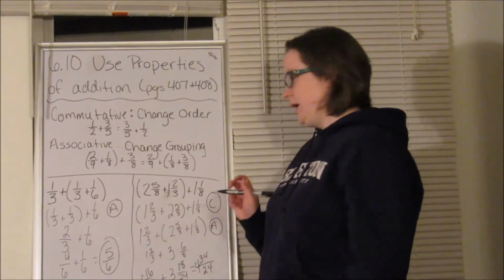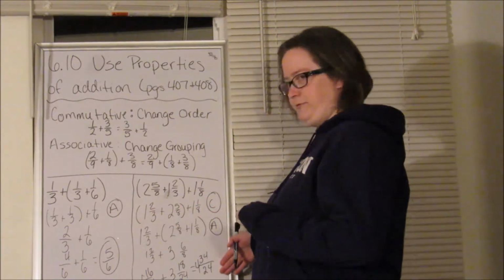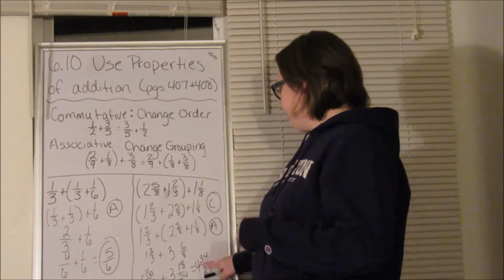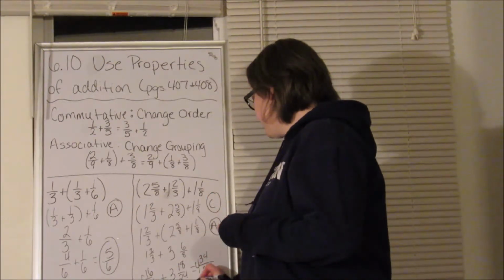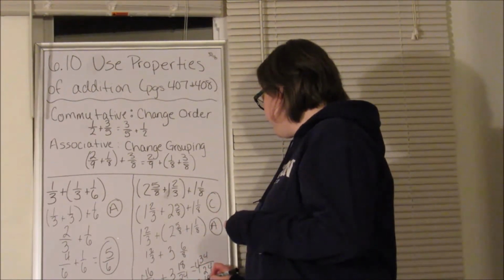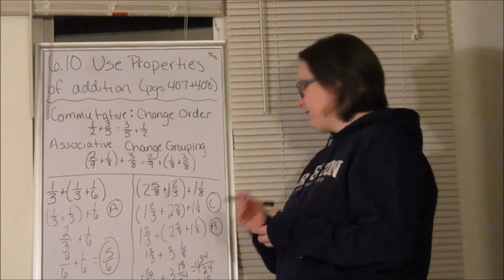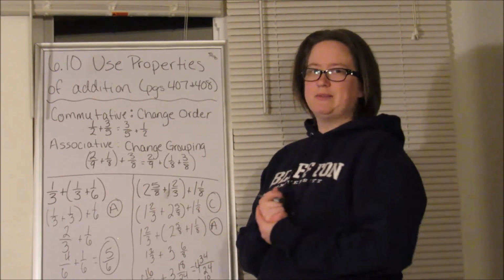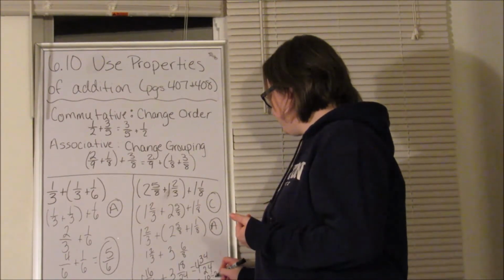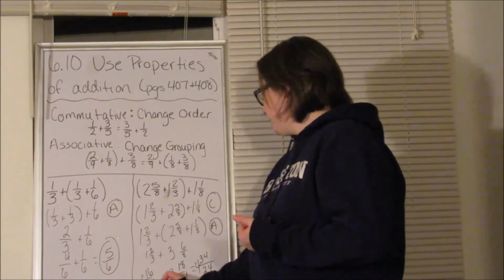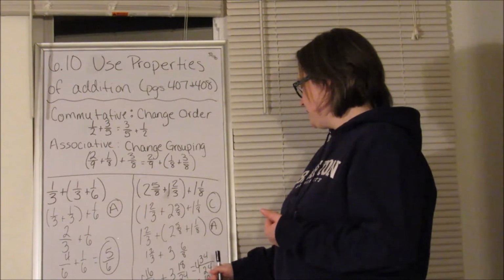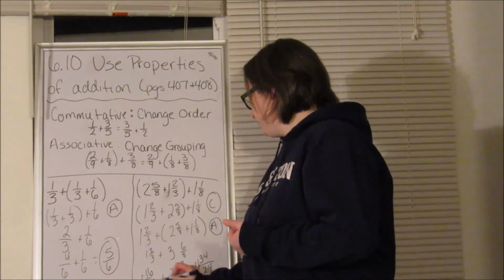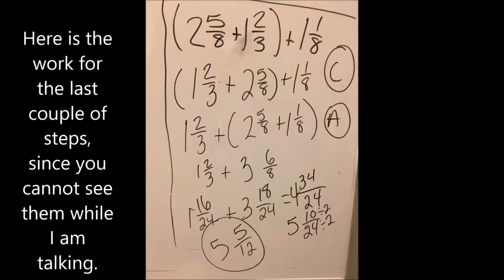But now I need to simplify. I'm first going to simplify by making my improper fraction, getting rid of that. So 24 goes into 34 one time. So I'm going to add that 1 to my 4, so I get 5. And then there's 10 left over. So I have 5 and 10 24ths. But I'm not done, because I can simplify my 10 24ths, because I can divide both of them by 2. So my whole number is going to stay the same. 10 divided by 2 is 5, and 24 divided by 2 is 12. So you get 5 and 5/12.